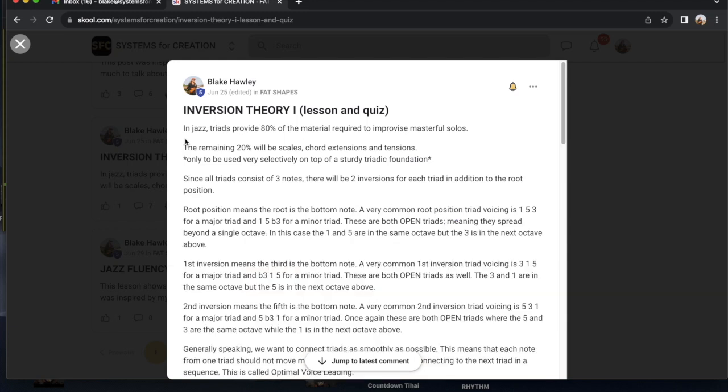This is about triads. In jazz, triads provide 80% of the material required to improvise masterful solos. So you need to completely understand triadic interchange, triadic inversion, and triadic voice leading before you can get to fat shapes. So Inversion Theory 1 sets the stage for understanding third inversion, fourth inversion, fifth inversion, dude. Literally, JD, we were talking about that. It's monstrous, man. Absolutely monstrous.